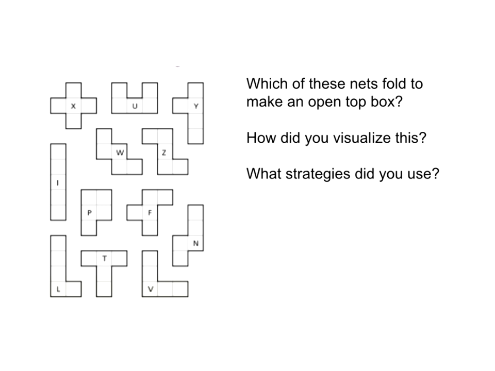Okay. Some of the examples I thought about here, in terms of math, are these types of activities. So, thinking about which of these nets fold to make an open top box. And how do you visualize and what strategies do you use? This is a really common task that we use with students, especially in the junior grades, but beginning as early as primary.